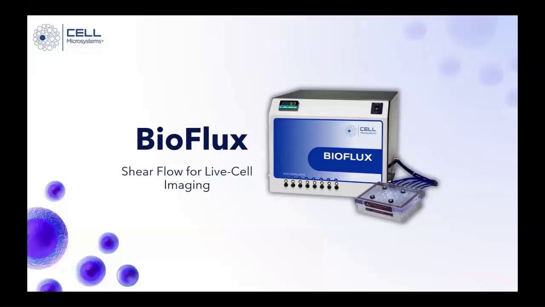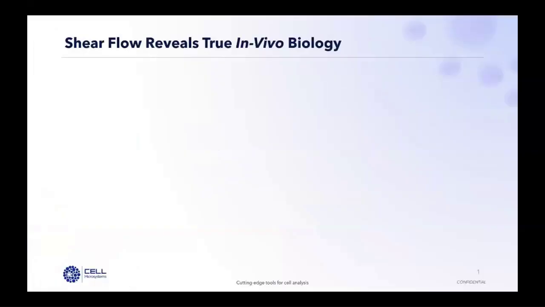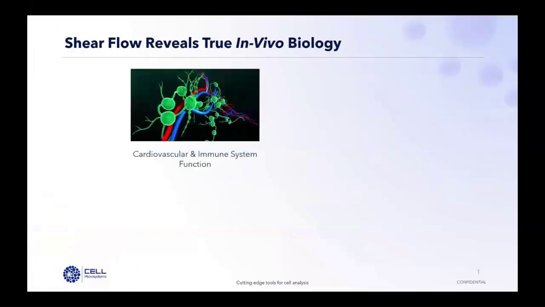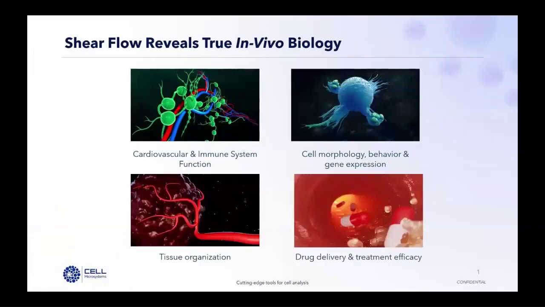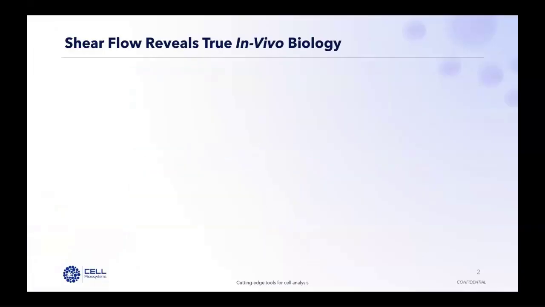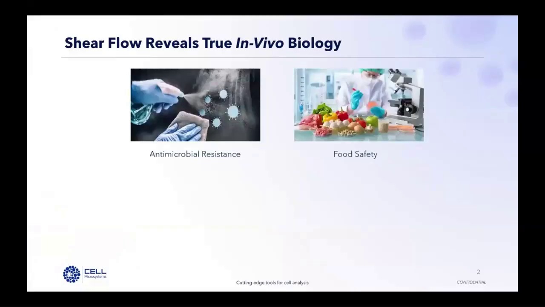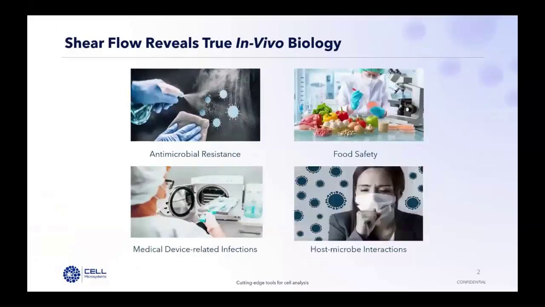Before heading into the lab, I'll give you a quick overview of the bioflux, our shear flow technology that enables physiologically relevant experiments at high throughput. For those of you who have joined the demo or are watching this video at a later time, you've likely considered how shear flow impacts biological processes like cardiovascular and immune system function, cell morphology, behavior, and gene expression, tissue organization, and drug delivery and treatment efficacy. And within the microbiology space, shear flow also plays a role in the establishment and progression of biofilms within the context of antimicrobial resistance, food safety, medical device-related infections, and host microbe interactions.